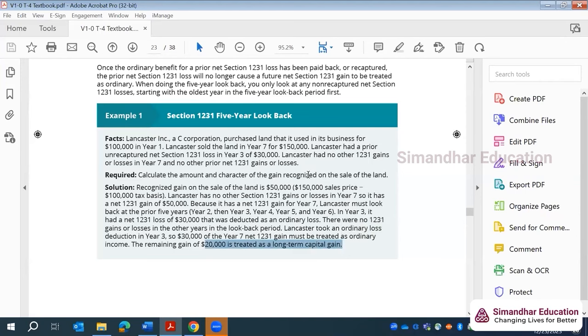Okay. In this same example, say that in year 3, Lancaster Inc. had a loss of $70,000. So instead of $30,000, they took a section 1231 loss of $70,000. Now, how does your answer change? What do you do with the $50,000 of section 1231 gain that you have in the current year? The entire gain will now be treated as ordinary gain, and you will still have a certain amount left that you may need to recharacterize under the 5 years lookback rule.